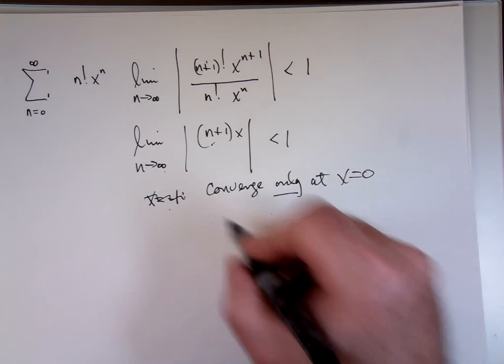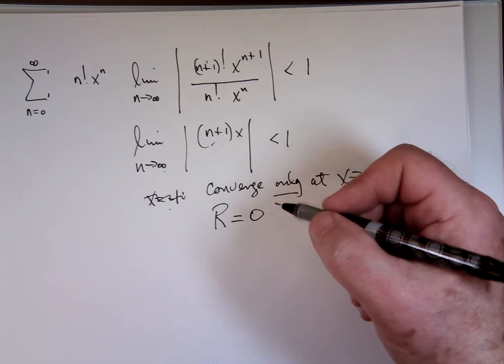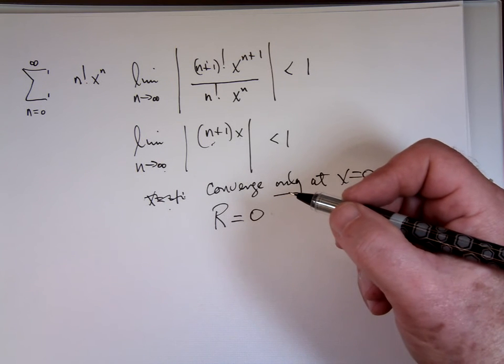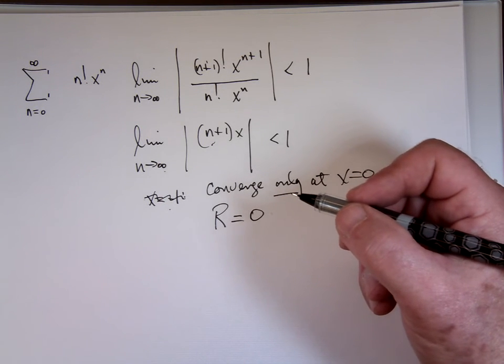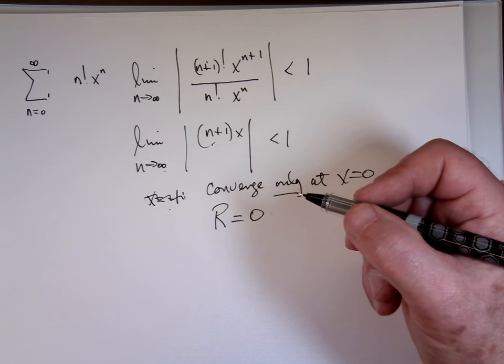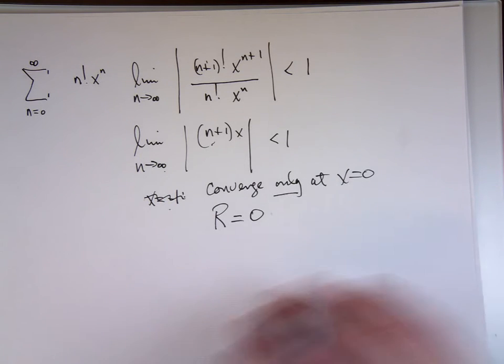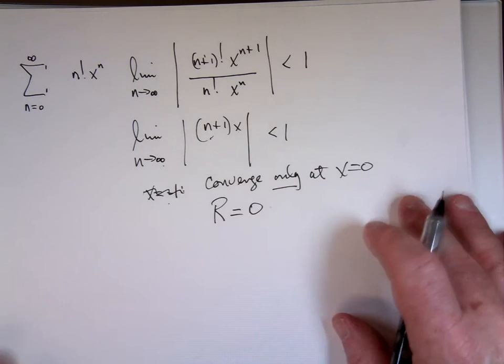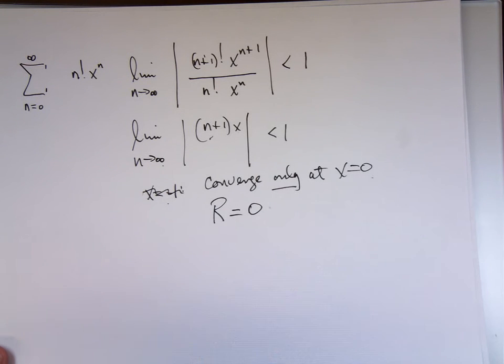The interval of convergence, which is what WebAssign may ask you, consists of the single point x equals 0. So there's a case where you have a radius of convergence of 0. Wait, what is it? Single point of 0? Yes. This converges only at x equals 0. So in WebAssign it'd be 0. However they ask you, yeah.